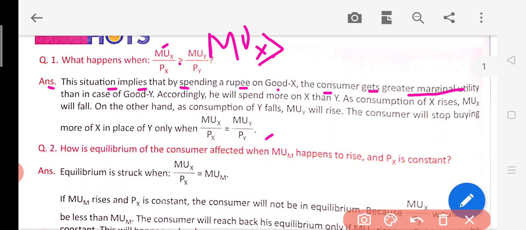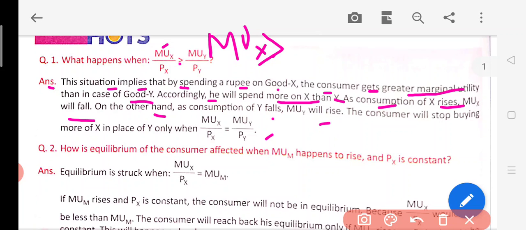So accordingly he will spend more on X than Y. As consumption of X rises, MUX will fall. On the other hand, as consumption of Y falls, MUY will rise. Because suppose you are spending only on one good and not spending money on the other good, the desire for the other commodity will definitely rise. What is the other commodity? The other commodity is commodity Y, which he is not purchasing, so definitely the desire for that will go up.